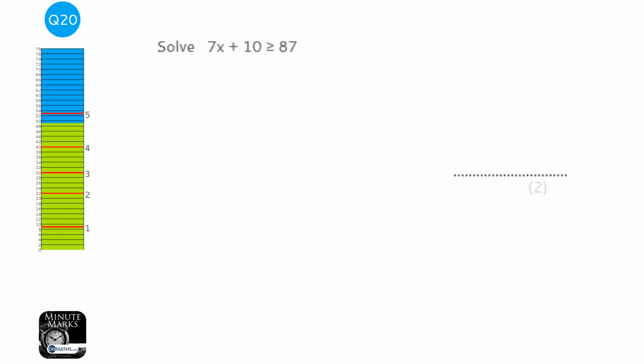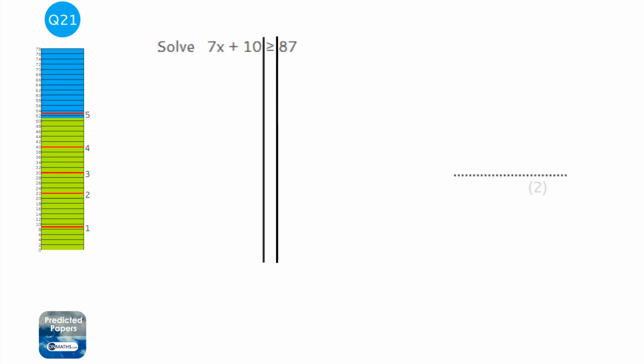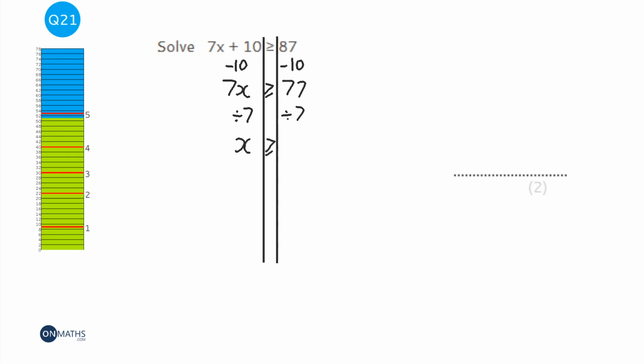Okay, the way you solve these is exactly the same as where you solve an equation. It's just you've got an inequality sign here. So we're going to put our lines in, and we're going to try and get x on its own. So the first thing we're going to do is take away 10 from both sides. So we've got 7x, and then this time, don't forget, don't put an equal sign. You must do this inequality sign. And 77, and then we're going to divide by 7 both sides. So we've got x is greater than or equal to 11.